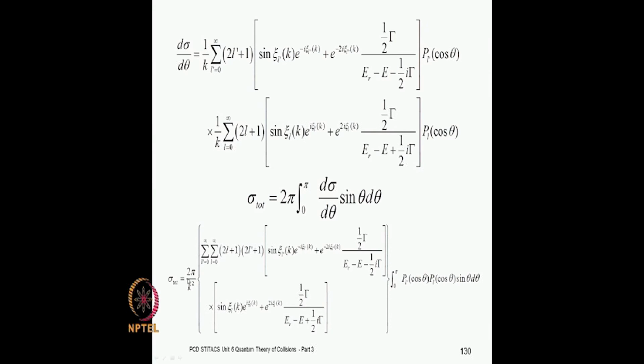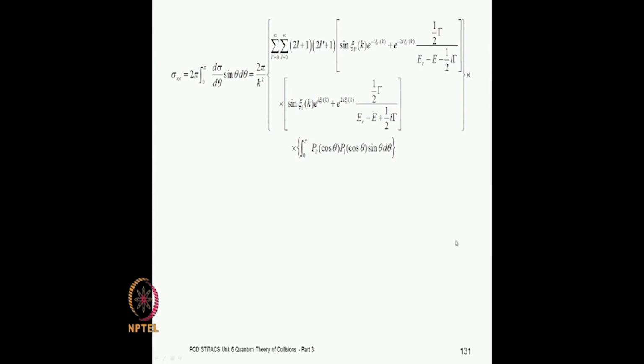2 pi is taken care of over here, the 1 over k and 1 over k give you k square in the denominator, and then you have got this integration of the Legendre polynomials. And now you can use the orthogonality relation for the Legendre polynomial. So if you use the orthogonality relationship, you will get a Kronecker delta, delta L prime L, and then you can contract the double summation so that summation over only one index will survive.